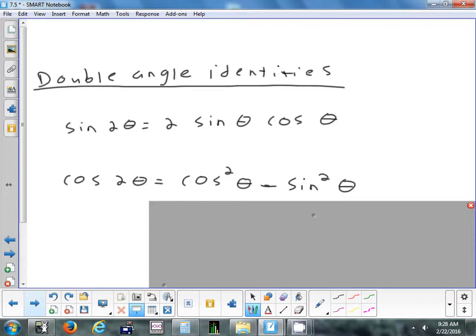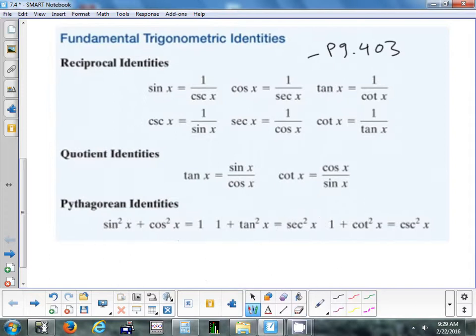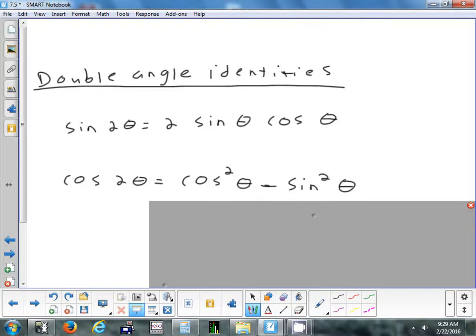Okay, that's one way you can write cosine 2 theta. Cosine squared minus sine squared. Looks similar to something we might have studied before, but it's not. If you remember looking at the Pythagorean identity, sine squared plus cosine squared, this is a minus. So it's a little different.